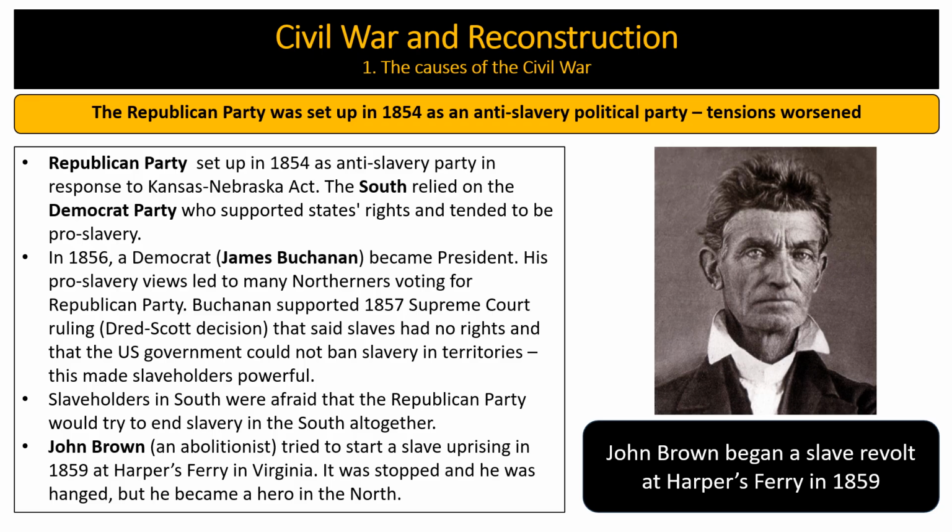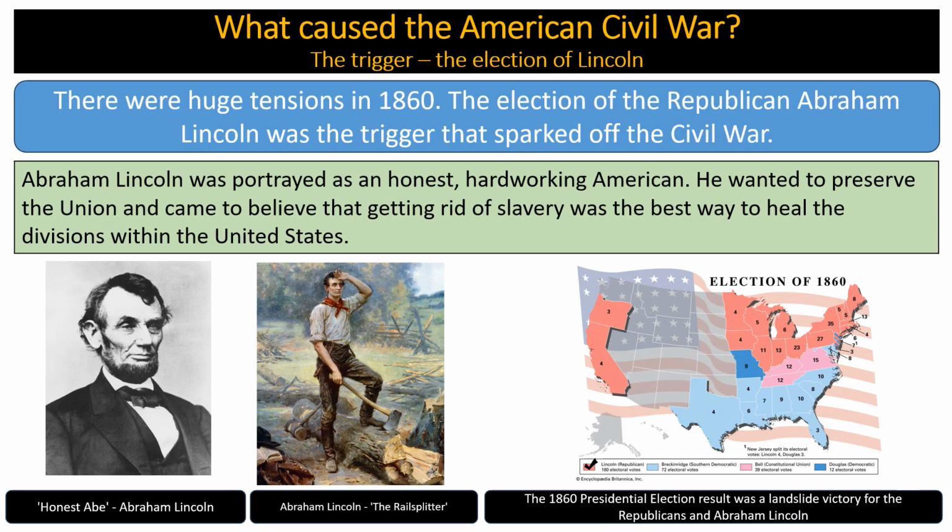Now, another cause of tension was John Brown, an abolitionist who tried to start a slave uprising in 1859 at Harper's Ferry in Virginia in the South. It was stopped and he was hanged, but he became a hero in the North and very much rallied abolitionist views. So we come to 1860 and we've got the election of the Republican Abraham Lincoln. Now, this is the trigger that sparked the Civil War.